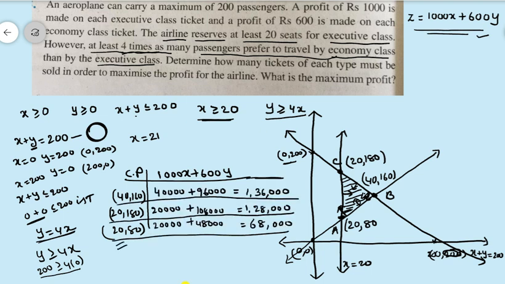So after substituting these values in the given objective function, when x is equal to 40 and y is equal to 160 tickets, the aeroplane operator is getting the maximum profit, that is 1,36,000. That's why the number of executive class tickets must be 40 and the number of economy class tickets must be 160, so that the operator will get the maximum profit. That maximum profit is equal to 1,36,000.